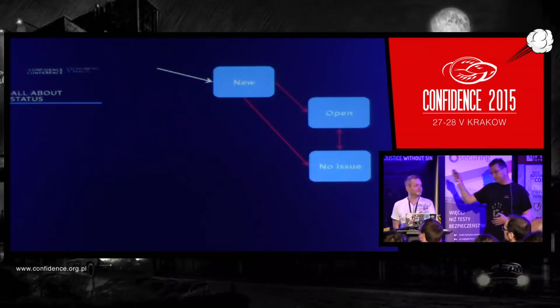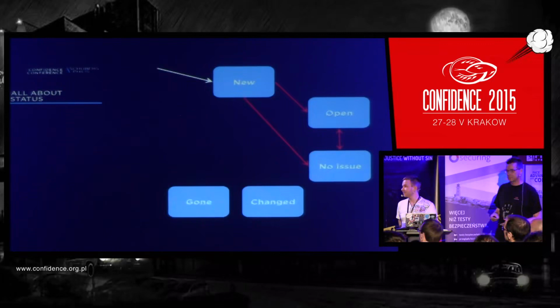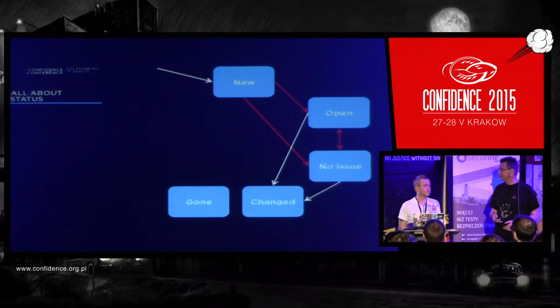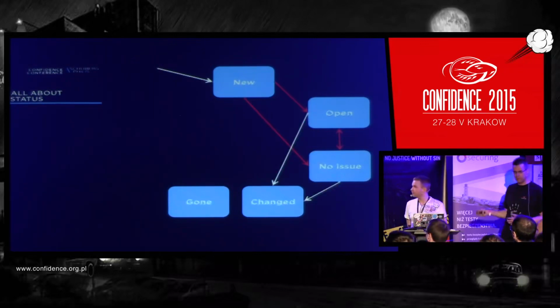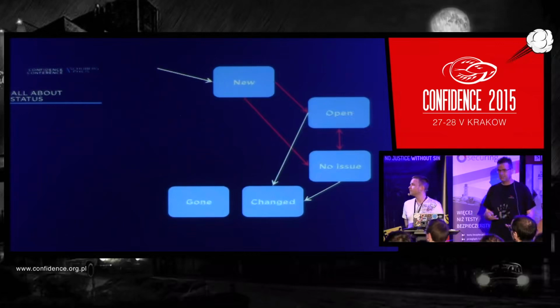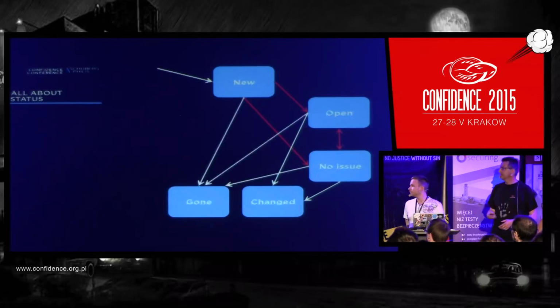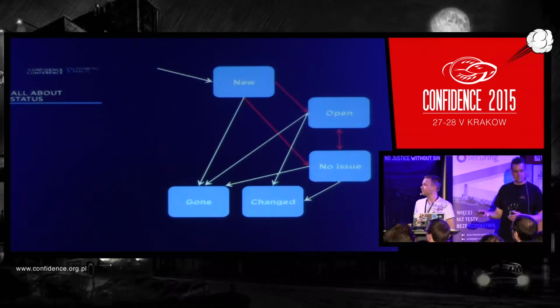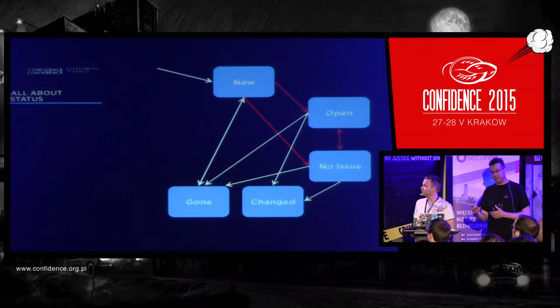But yeah, so we had the previous state and we saw two new ones being introduced, changed and gone. So if something was okay in the past, but now the output changed, you probably want to have a look at it. If something was no issue in the past and it's now changed, you might want to have a look at it. The other thing is, and the white arrows are things the system does for you, when things go away. If things are in new, open, or no issue and they're not in the scan anymore, they'll go to gone. And obviously, if they were gone in the past but they reappear, they go to new again.